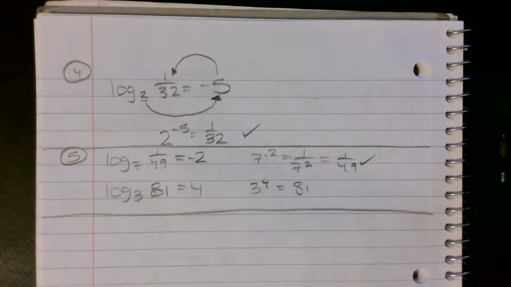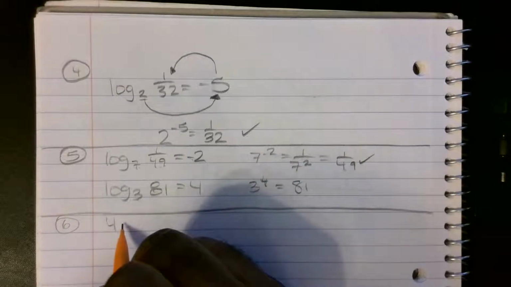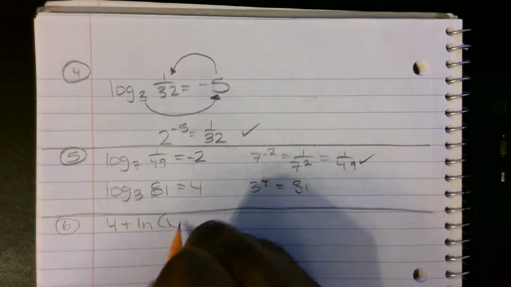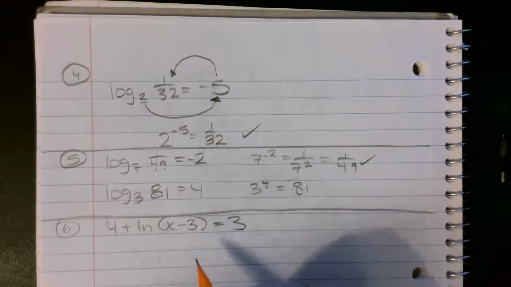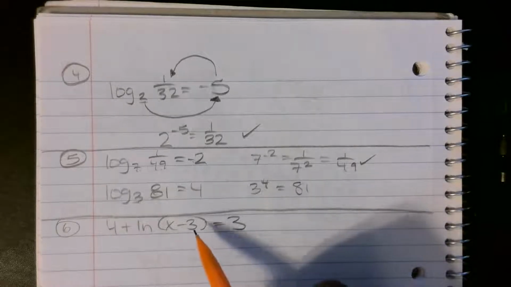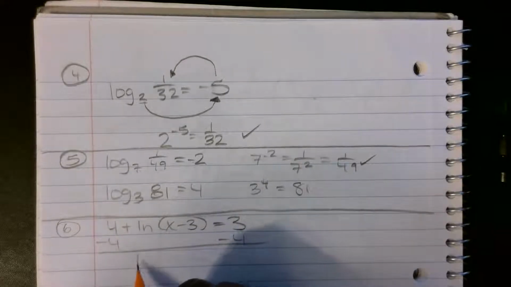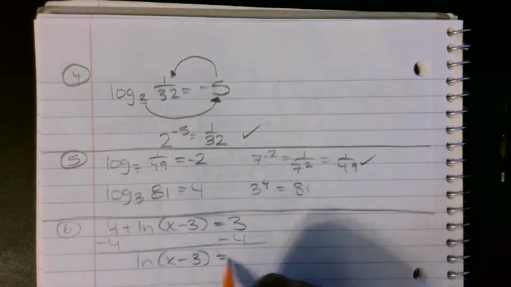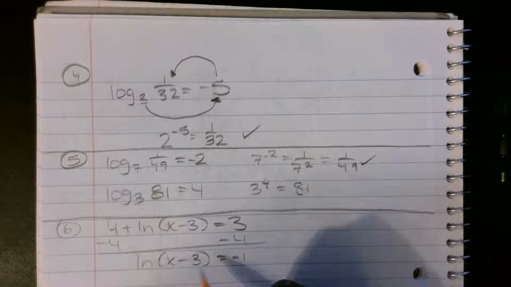We can look at this problem. Whenever you see these, you definitely want to have your calculator handy. So 4 plus natural log of x minus 3 is equal to 3. All right, we want to solve for x, which is kind of implied by the question. So we subtract 4 from both sides, and we get natural log of x minus 3 is equal to negative 1. From here we change it to exponential form.